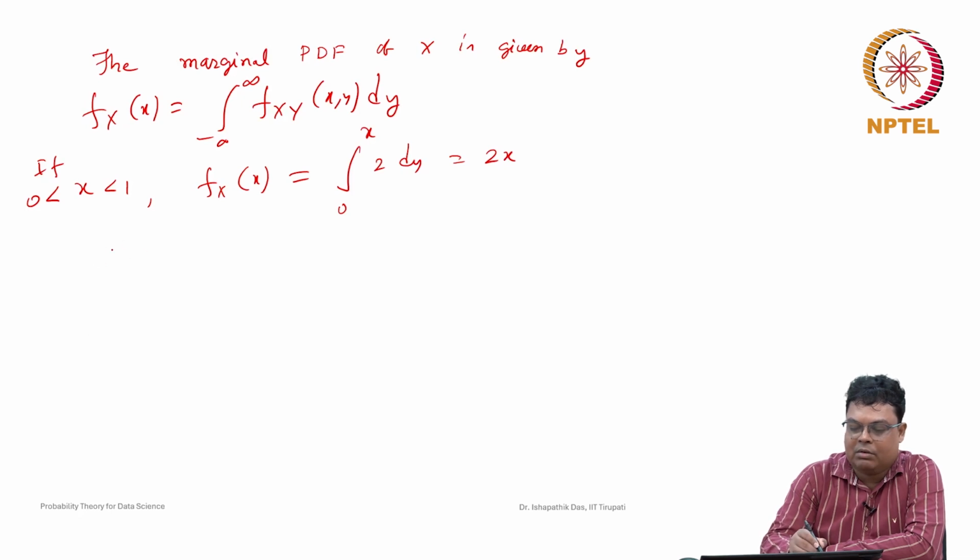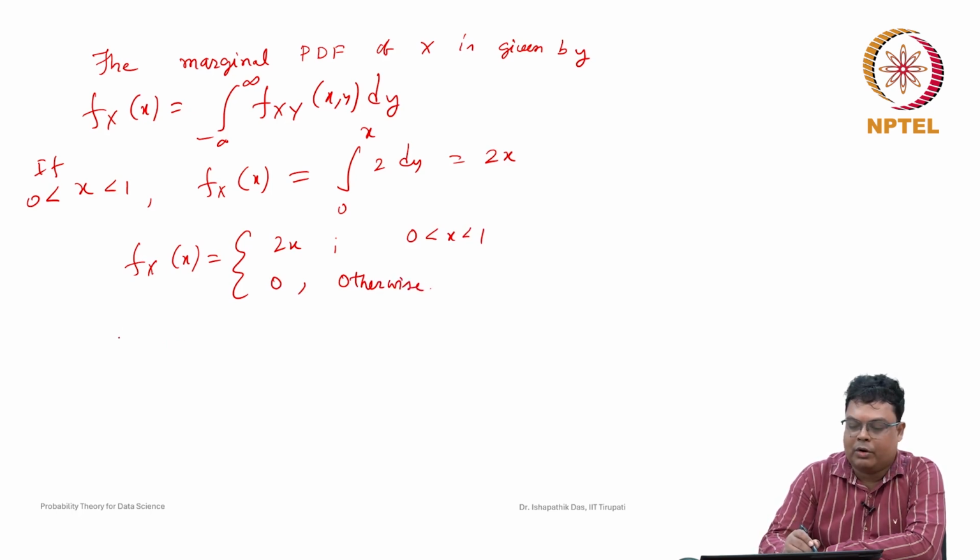Hence we write the marginal probability density function as f of x equal to 2x if x is between 0 and 1, and 0 otherwise.